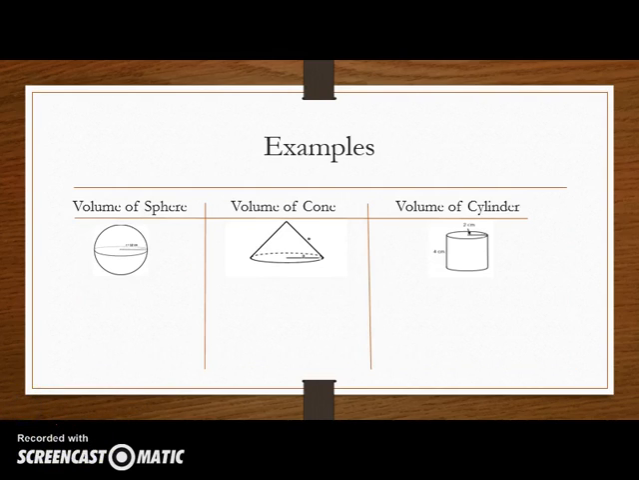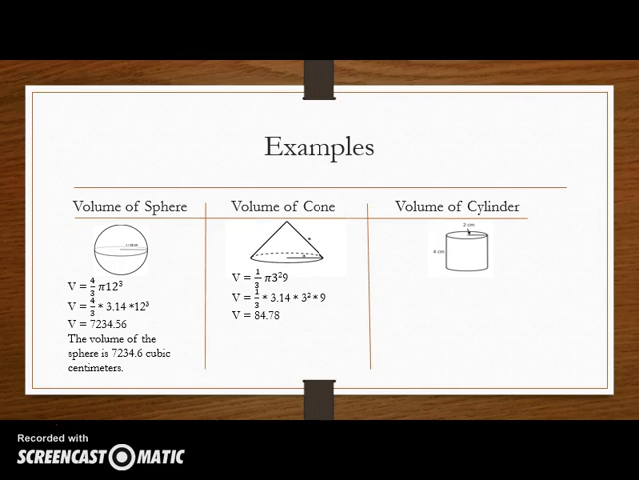Examples. Volume of a sphere. V equals 4/3 times pi times 12 cubed. V equals 7,234.56. The volume of the sphere is 7,234.6 cubic centimeters. Volume of a cone. V equals 1/3 times pi times 3 squared times 9. V equals 84.78. The volume of the cone is 84.8 cubic units.